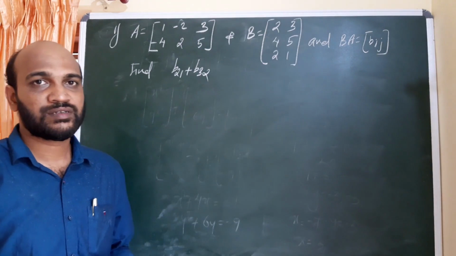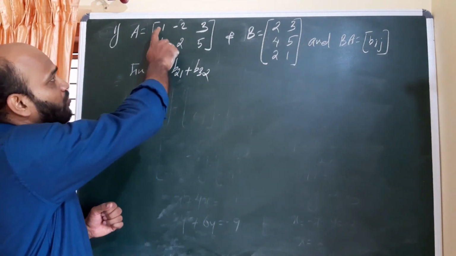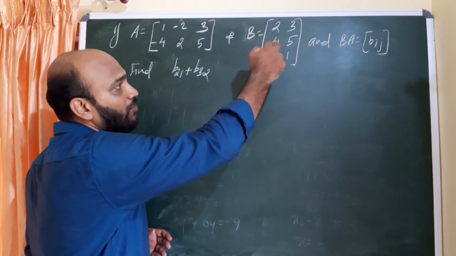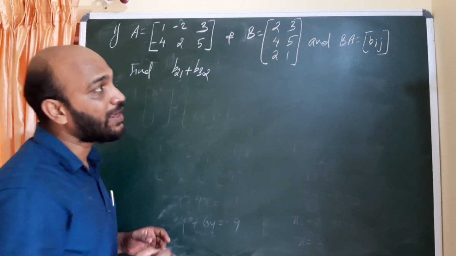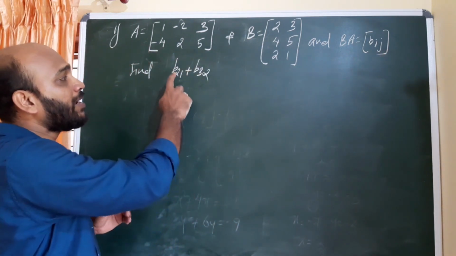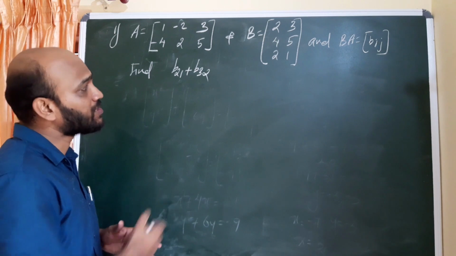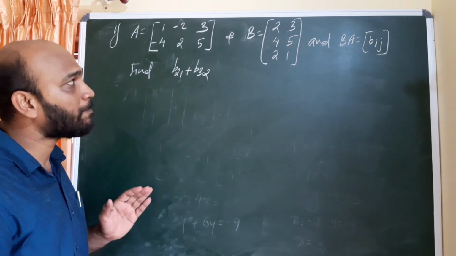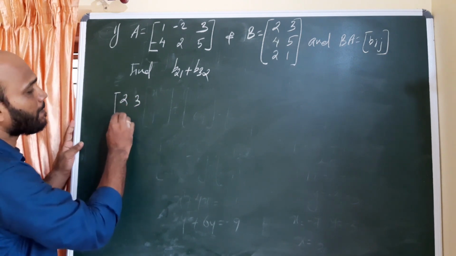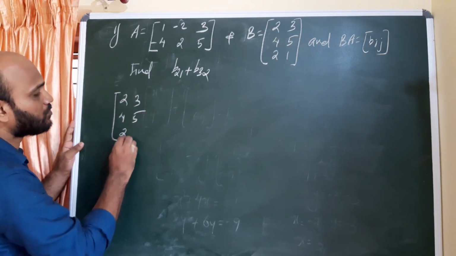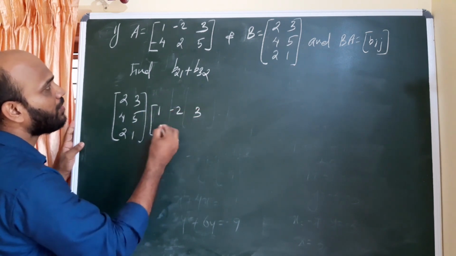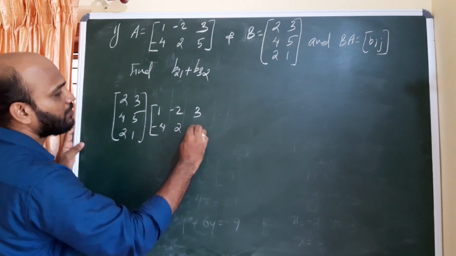Second question. A equal to matrix [1, -2, 3; -4, 2, 5], B equal to [2, 3; 4, 5; 2, 1], and BA is given as a matrix [b_ij]. Then you have to find the value of b21 + b23. These are two elements, so first you have to find BA. BA means B you have to write first, [2, 3; 4, 5; 2, 1], into A, [1, -2, 3; -4, 2, 5].